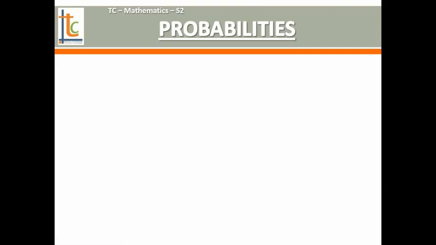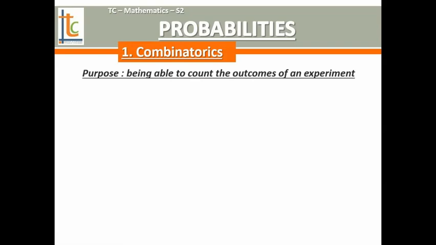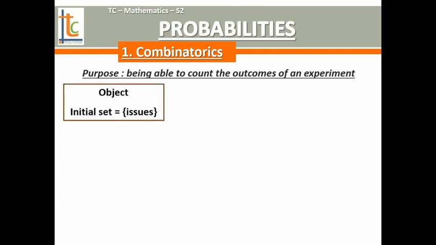Hello to everyone. Let's begin our second part of the chapter Probabilities with a look at combinations and combinatorics more generally speaking. Combinatorics is the way to count possibilities in a given random experiment. And its purpose is being able to count the outcomes of an experiment, so the events and possibilities that can come out of a given experiment.